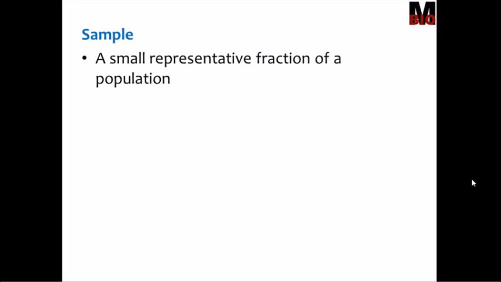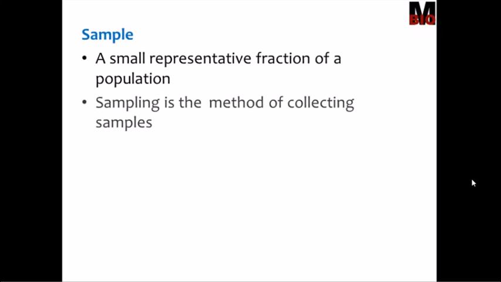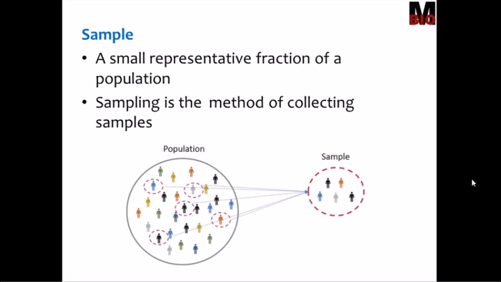Next term is sample. A small representative fraction of a population is termed as sample. Sampling is the method of collecting samples from the population. Here you can see the population. Usually the population is very large. It includes lots of items. So for the convenience of statistical investigation, we are only taking a few individuals from that particular population. That representative fraction is termed as sample.